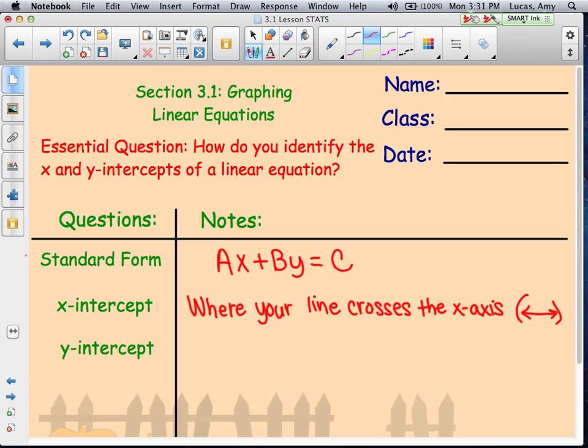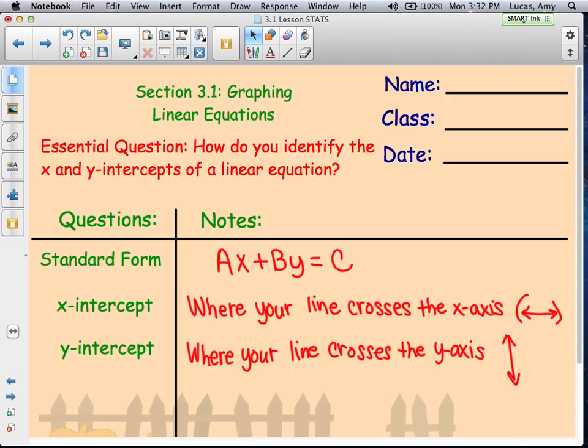You can probably guess what the y-intercept means then. The y-intercept is where your line crosses the y-axis. And the y-axis, of course, is the vertical axis. You might be wondering, why do we need to know this? What are we even talking about?